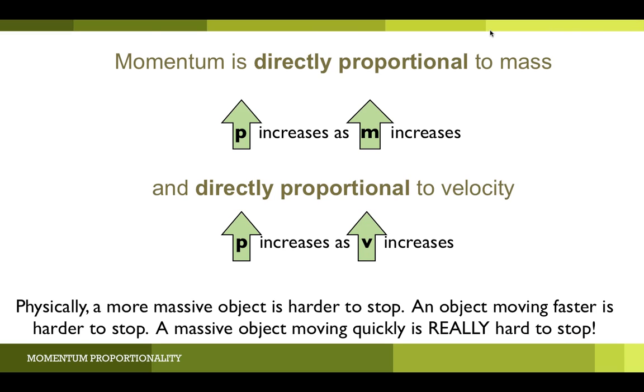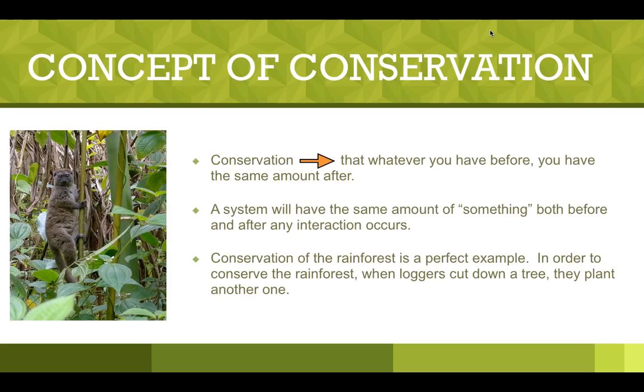So as I said, momentum is directly proportional to mass and also directly proportional with velocity. So you can imagine this pretty easily. What's harder to stop? A little kid on a tricycle or a bus if they were moving at the same speed? Of course, the bus would be much harder to try to stop, because it's got a lot more mass, so therefore it would have a lot more momentum.